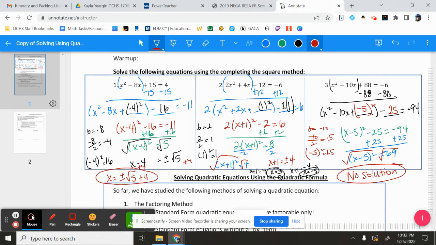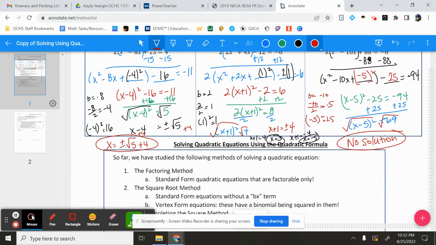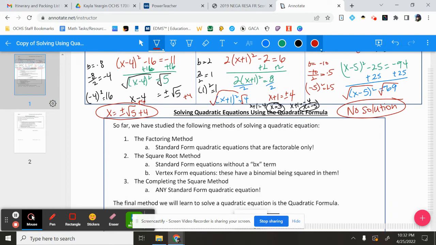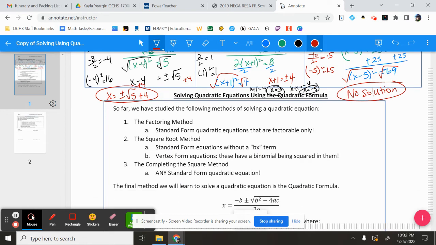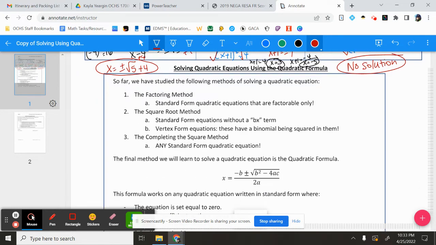So here's a review of what we've done the last few days. Now we're going to transition into the last way that we can solve quadratic equations. The most important thing about solving quadratic equations using the quadratic formula is that you know how to use this quadratic formula right here. You do not have to memorize this. It is provided for you on the EOC. However, you do have to know how to plug values in and use your calculator to do this.